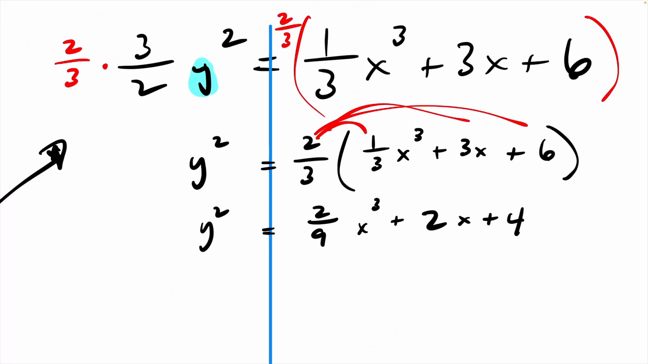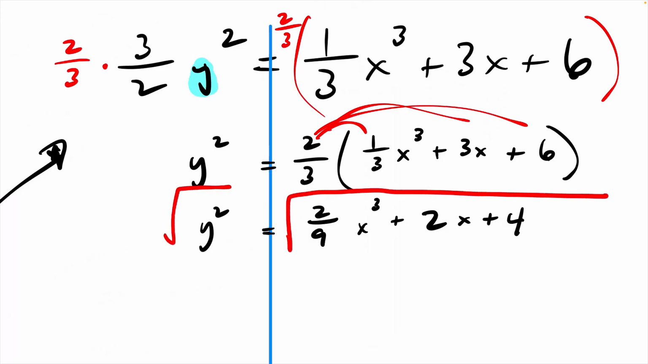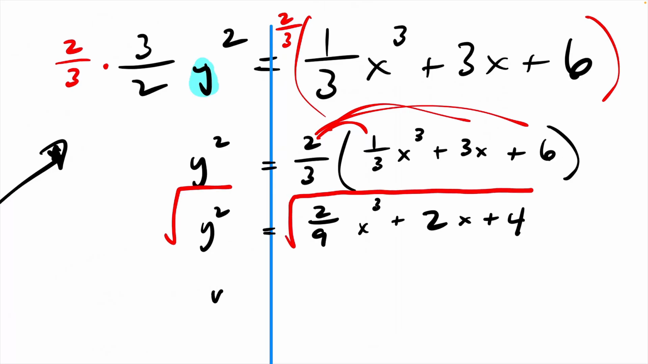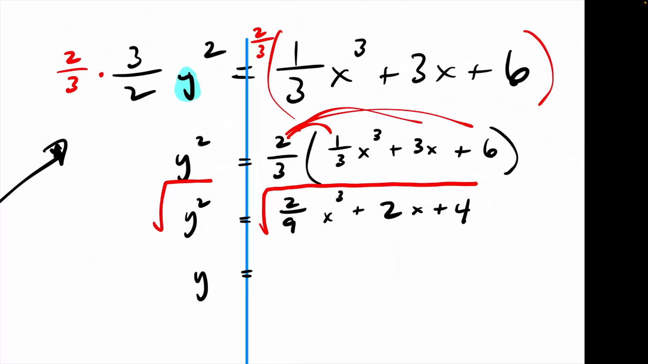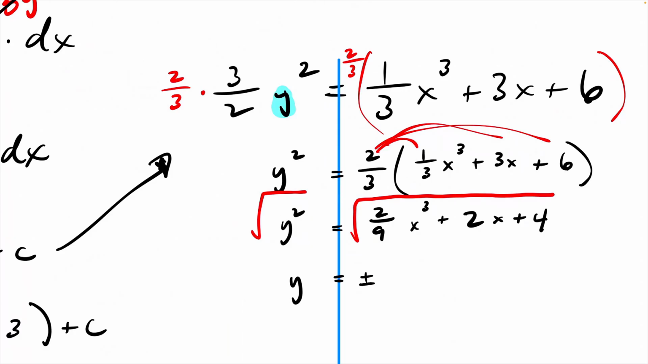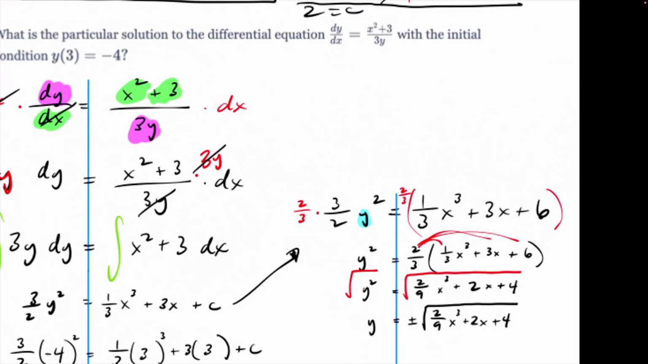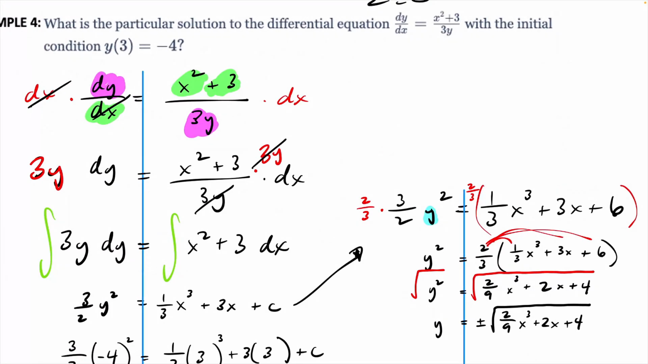Okay. One last step. How do I get x by itself, or y by itself? Square root. Take a square root. Yep, take a square root. Y equals, here's the thing. Anytime you solve and you're taking a square root, you're going to have 2 answers. You're going to have a positive and a negative.